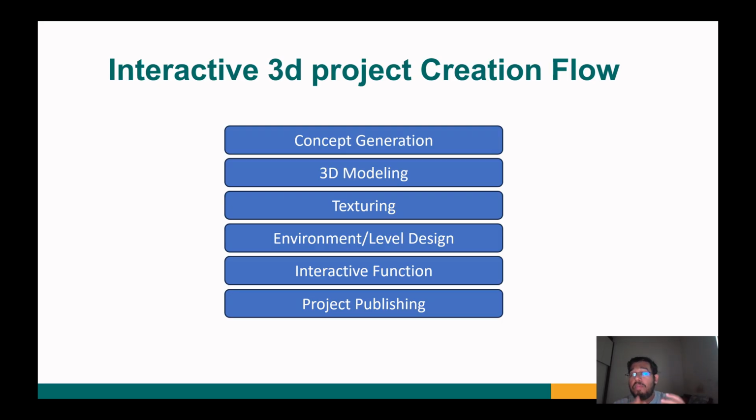Immediately after concept generation, storyboarding and all that, comes the 3D modeling part. After the 3D modeling is done, then the texturing. After the texturing, the next part is environment design, and then level design. I put an oblique there, because there is a very thin difference between environment design and level design. We should discuss this more elaborately in later videos.